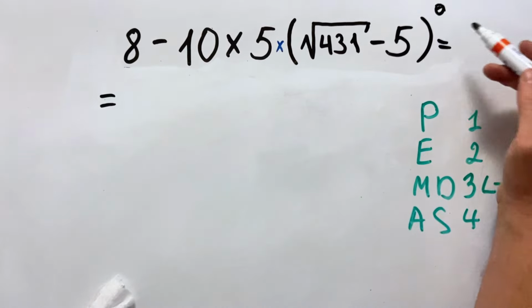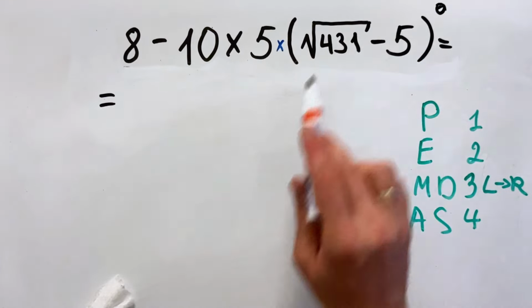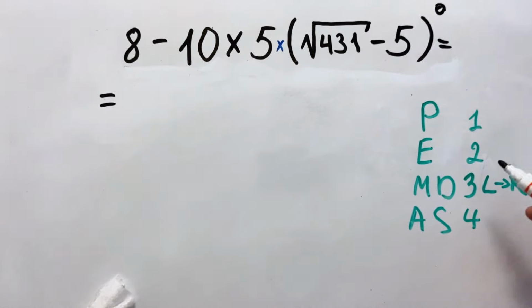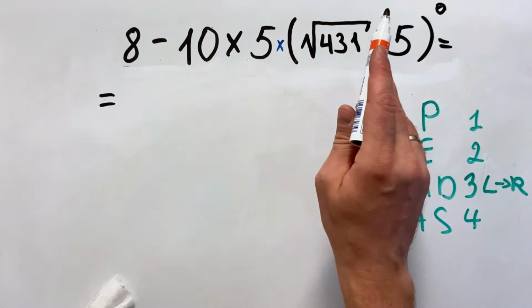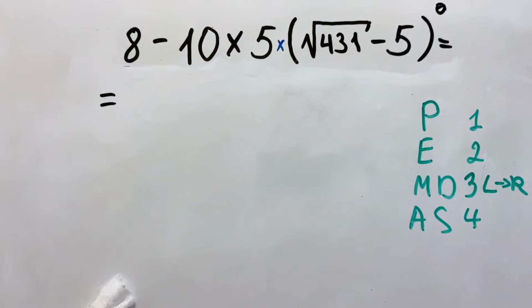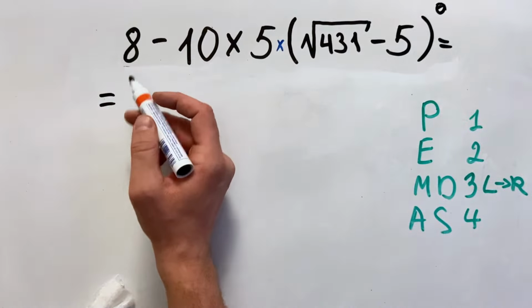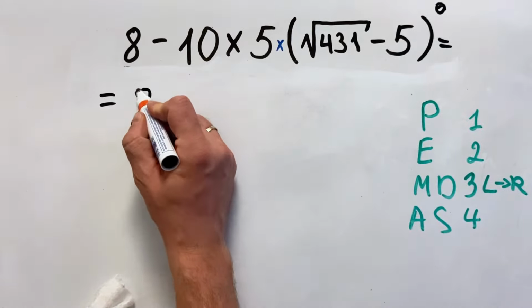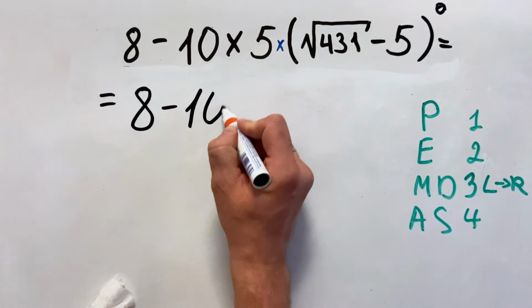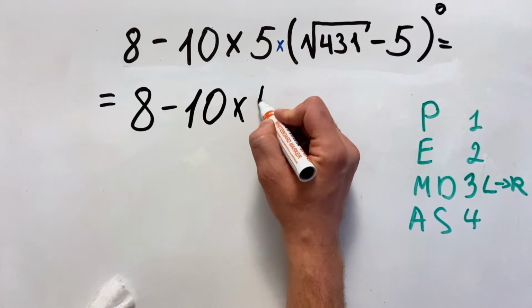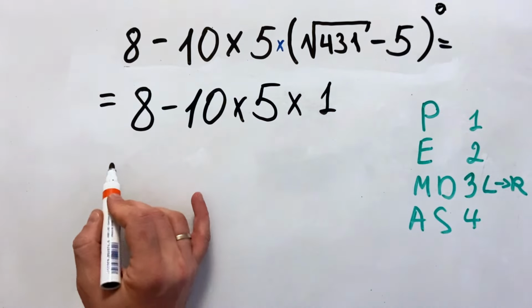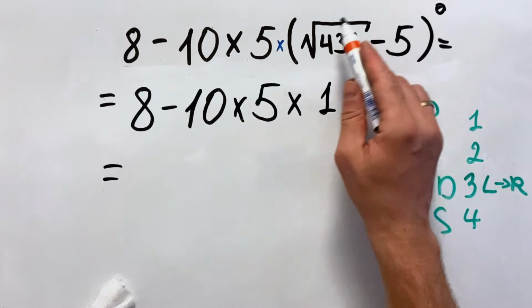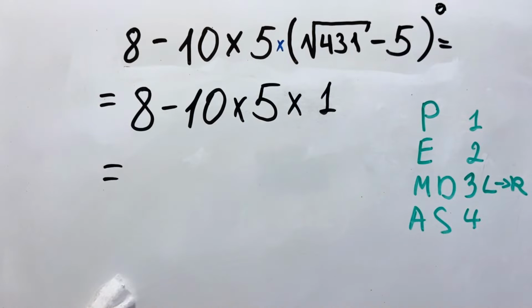So in this case, we don't even need to do what's inside the parentheses and spend time, because why? We have 0, so we know that whatever is here, it's to the power of 0. Therefore, what we have is 8 minus 10 multiplied by 5 and multiplied by 1. Correct? Correct, because this is 0.